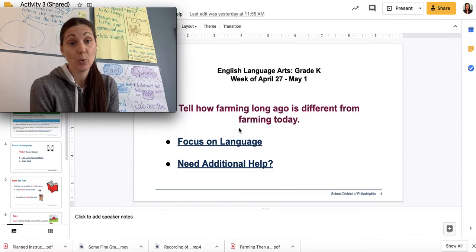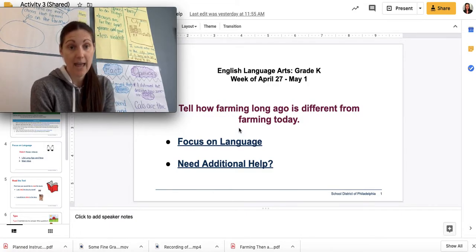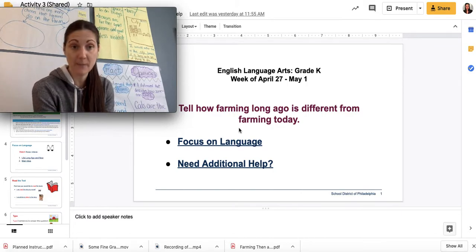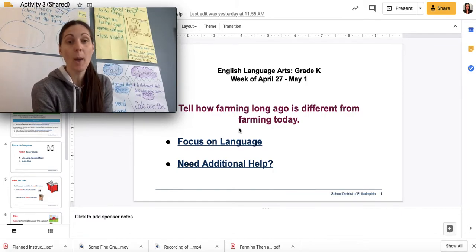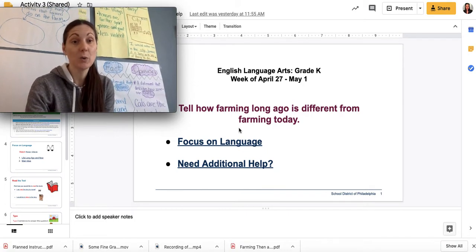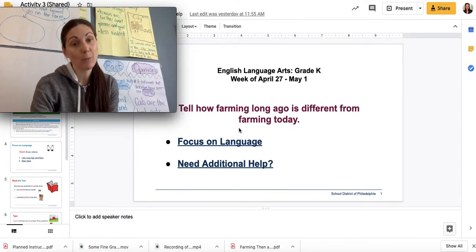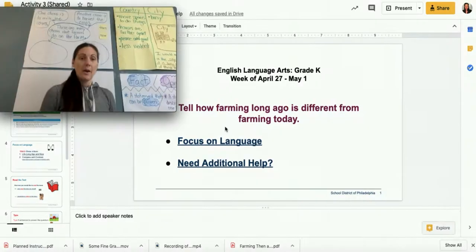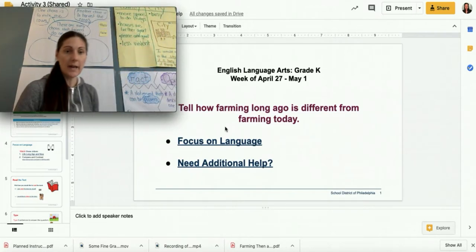So to complete the activities for today and tomorrow, you are going to need to get a piece of paper. Blank is preferable, but whatever you have at the house, and something to write with. So go ahead and pause the video if you need a moment to gather those materials, and then we will start our lesson. All right, now that we have our materials, let's go ahead and get started.